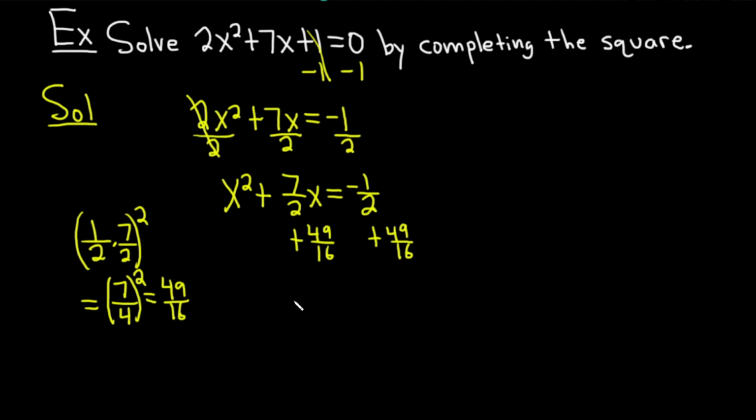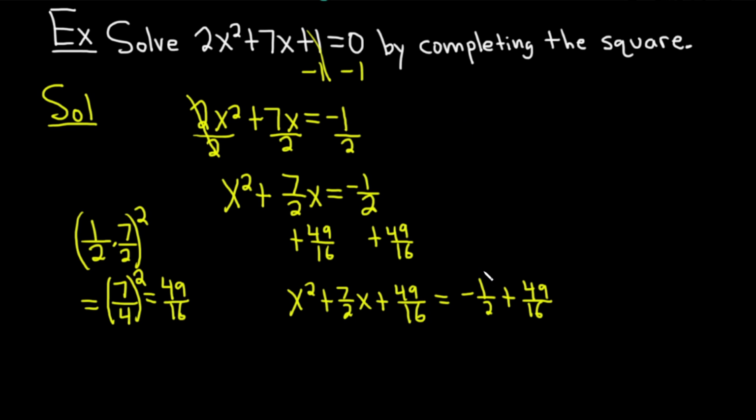So on the left-hand side, we get x squared plus 7/2 x plus 49 over 16. On the right-hand side, we have -1/2 plus 49 over 16. All right, good stuff. So now we actually have to perform this addition. So maybe we should go to the side and do it so we don't clutter the problem.